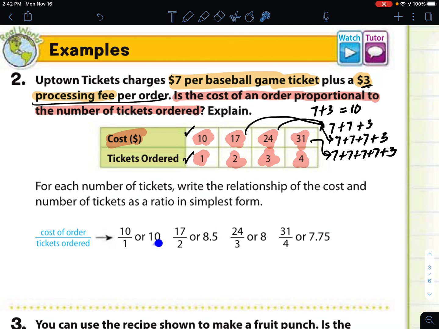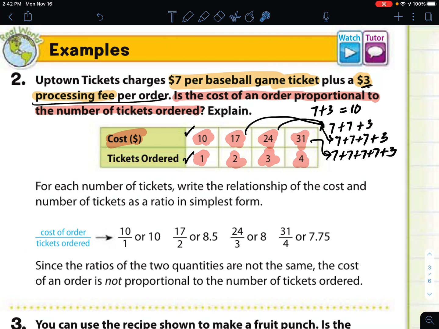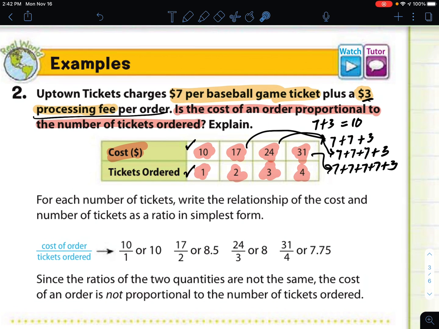Now, what do you notice? The ratios are not the same. So if that is the case, since the ratios of the two quantities are not the same, the cost of an order is not proportional to the number of tickets ordered.